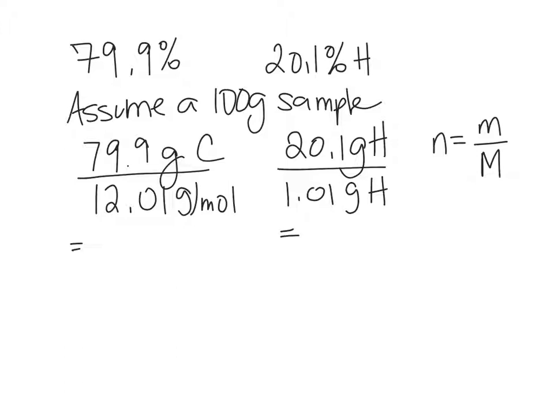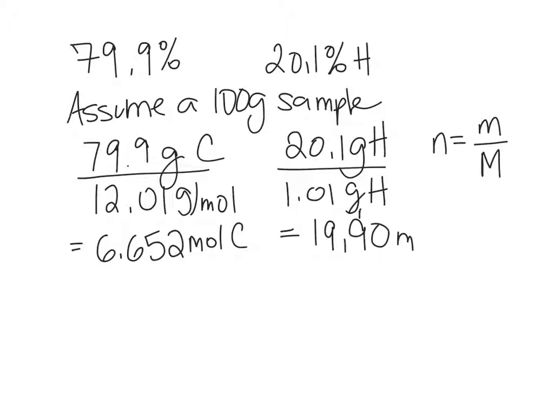For carbon, 6.65. Give me at least one more significant digit. 6.652. We've got 4 significant digits right now because there's minimum 3 in our final answer, but this is not our final answer. And then, how many hydrogens? 19.90.